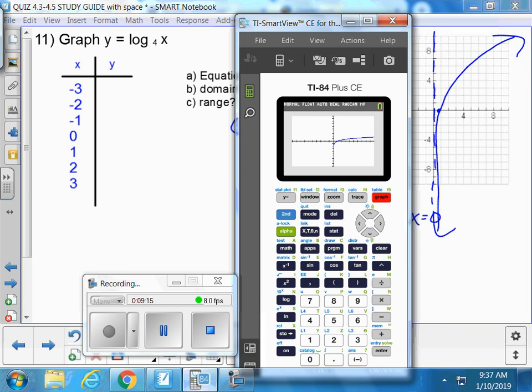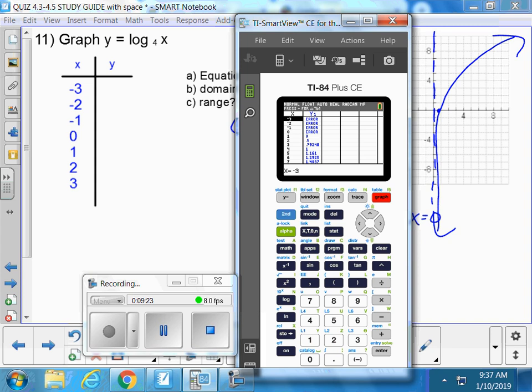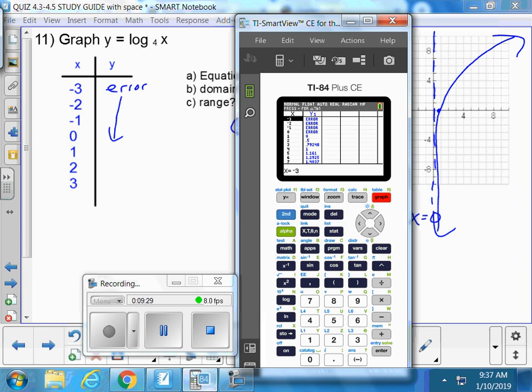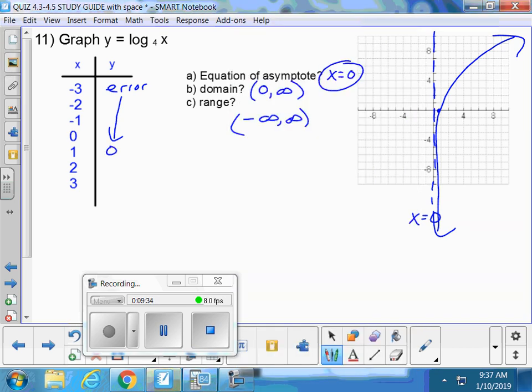Table of values. Do a second table. And you're going to see a whole bunch of errors. That's because we can't take the log of a negative number. So it's error for the first 4 entries down through 0. Then it's 0, 0.5, and 0.79.